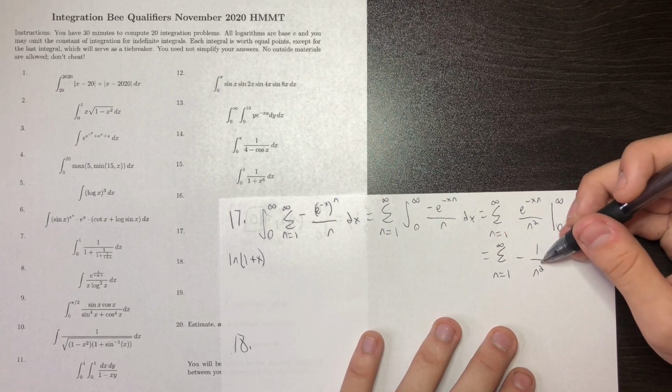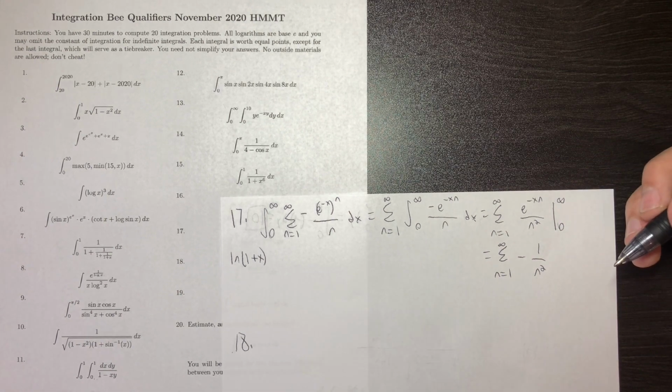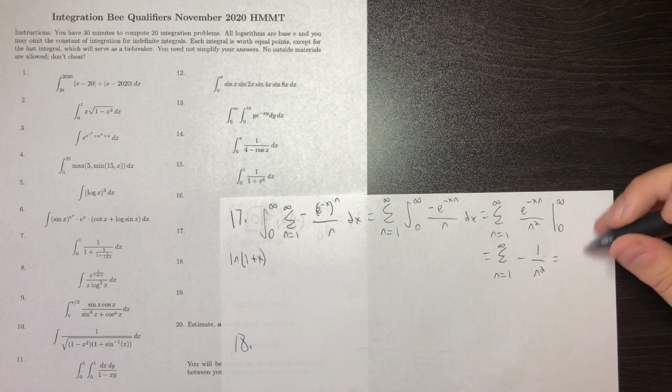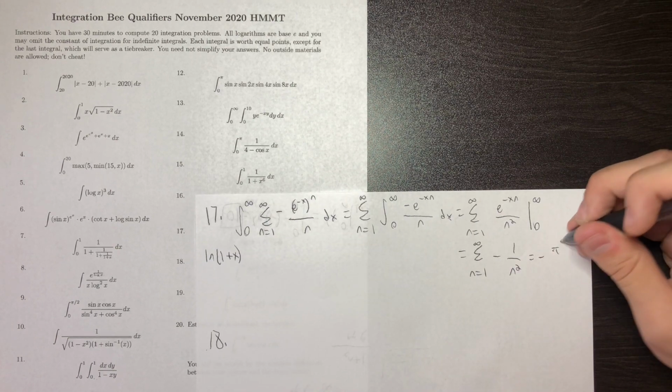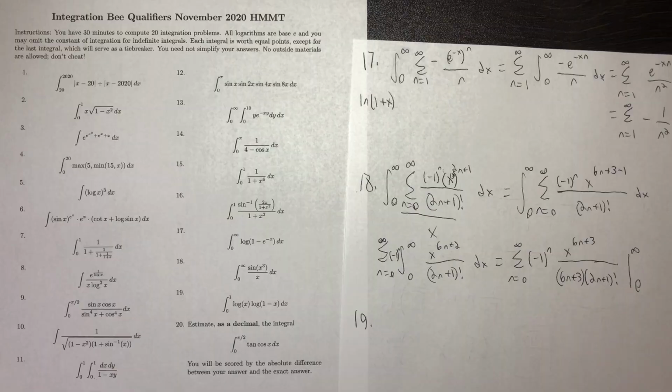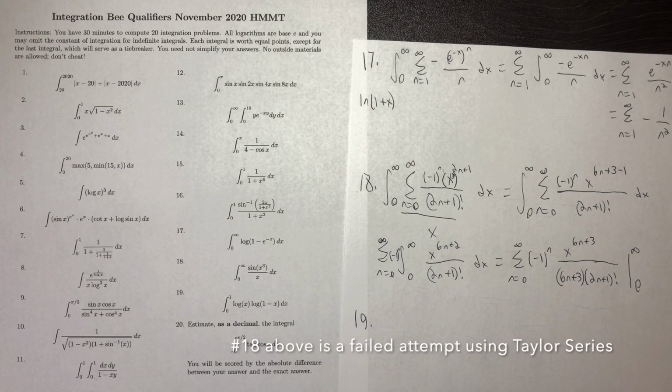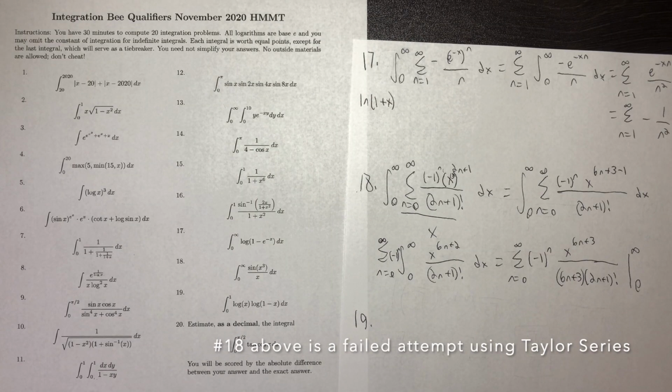What do we have again? We have the Basel problem, except it's negative. That result comes up very often on an integration test, so it's very helpful to have memorized. So that's equal to negative pi squared over 6. I'm actually going to do a separate video on number 18 in the future, so look out for that. And I will link it in the description once it's out.